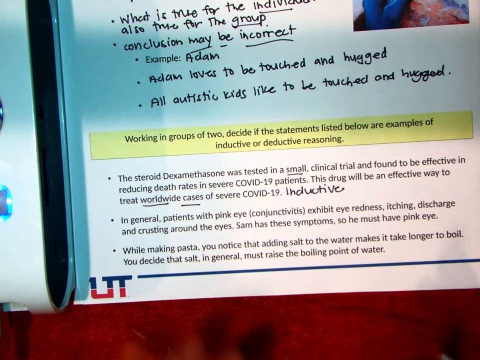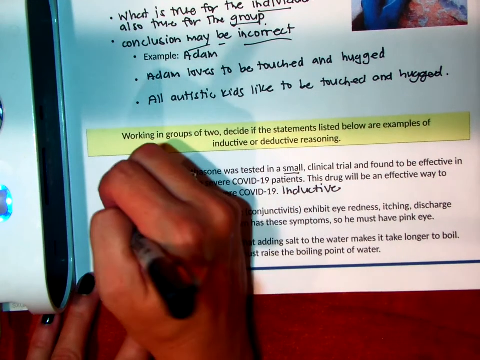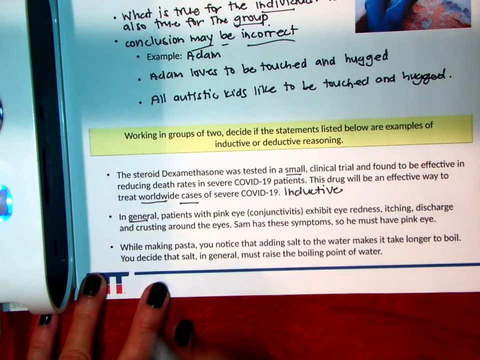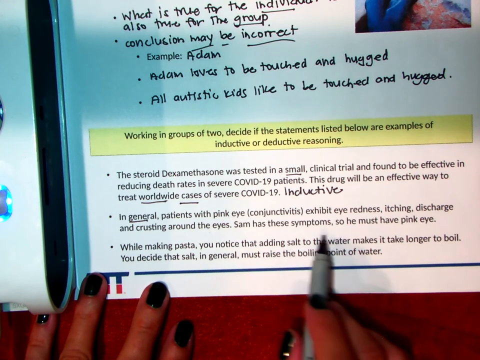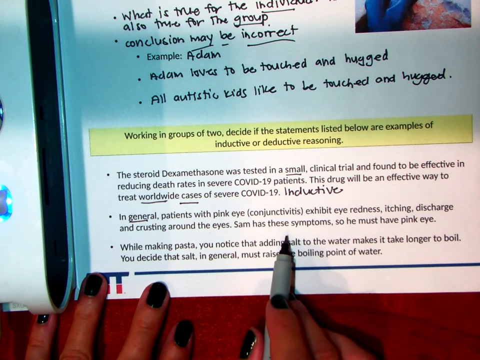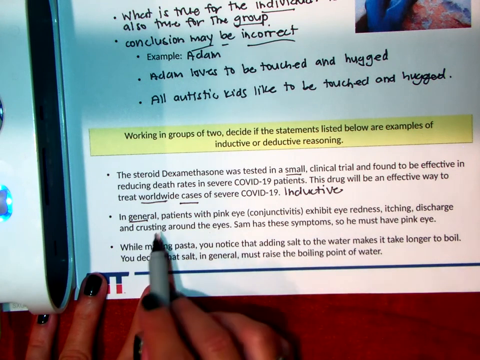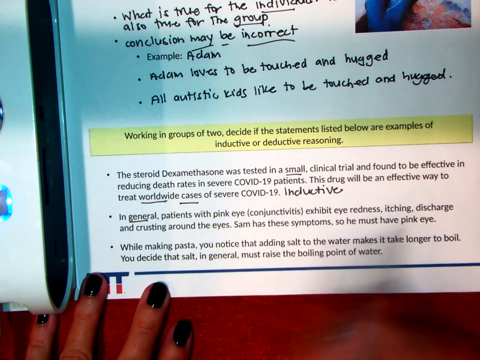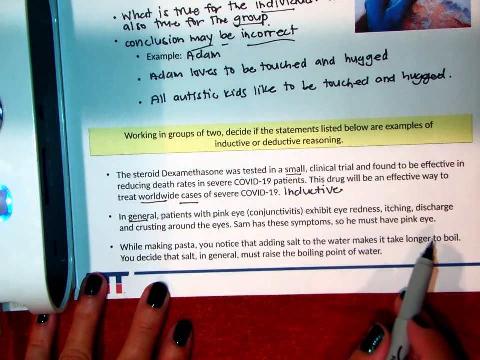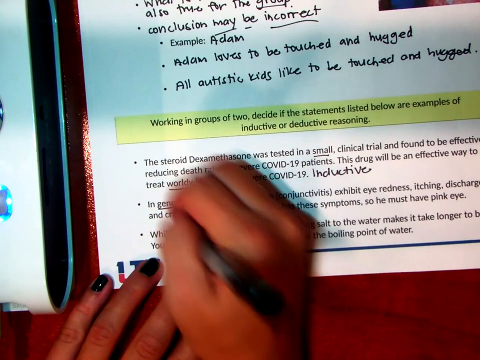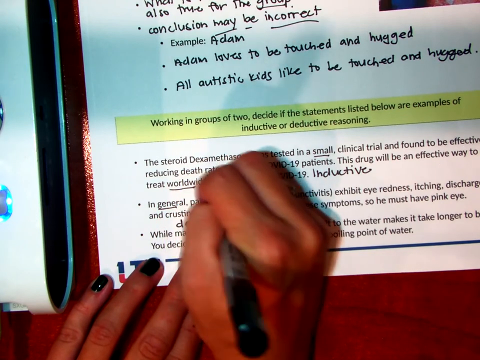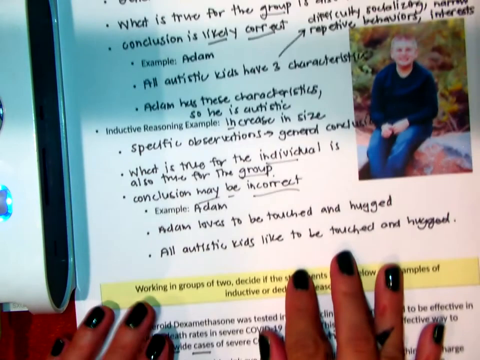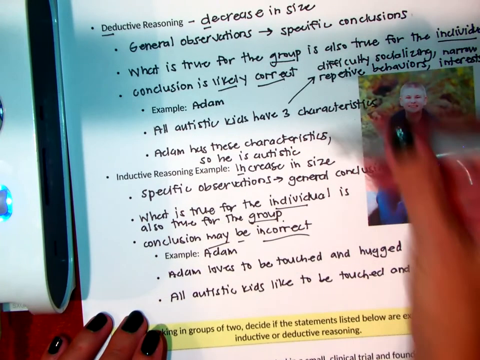All right, so in this one, we're going from a general observation. In general, patients with pink eye have these symptoms, and we're making a specific conclusion about one individual. So if Sam has these symptoms, then he must have pink eye. This is deductive reasoning. And like it says above here, your conclusion is likely correct.